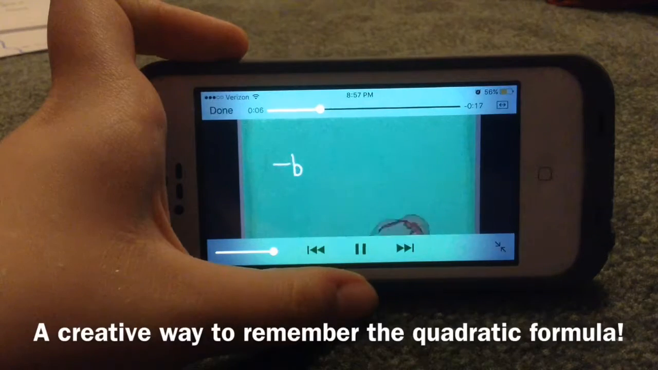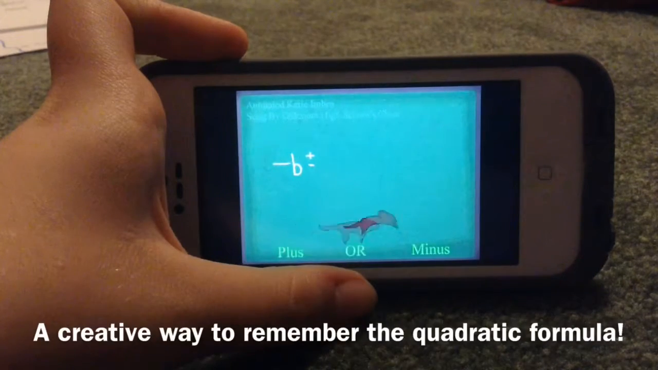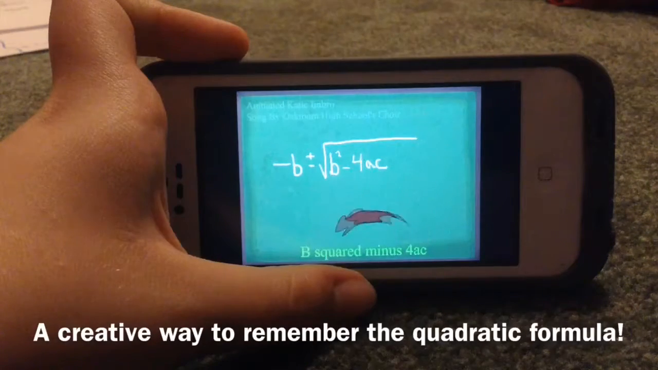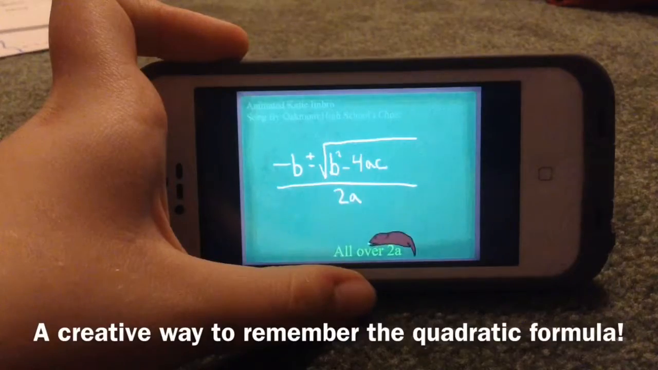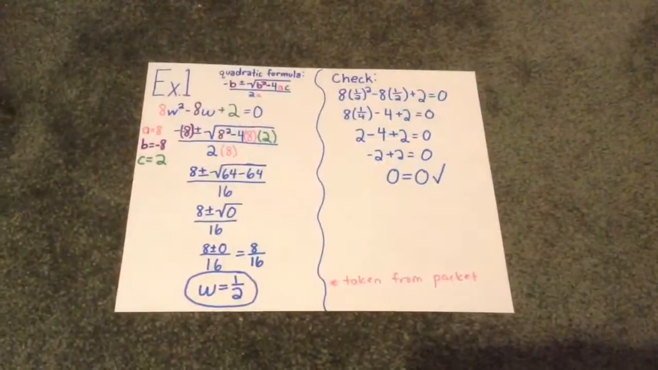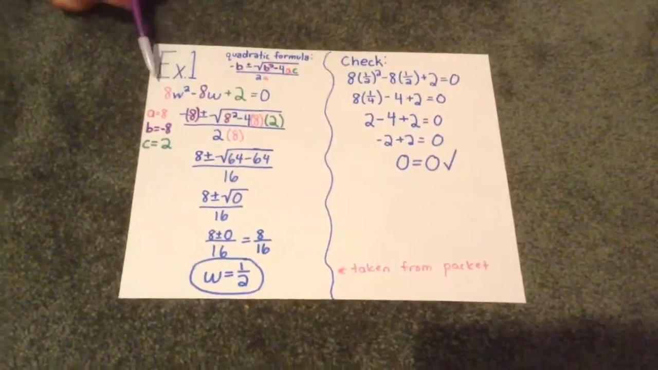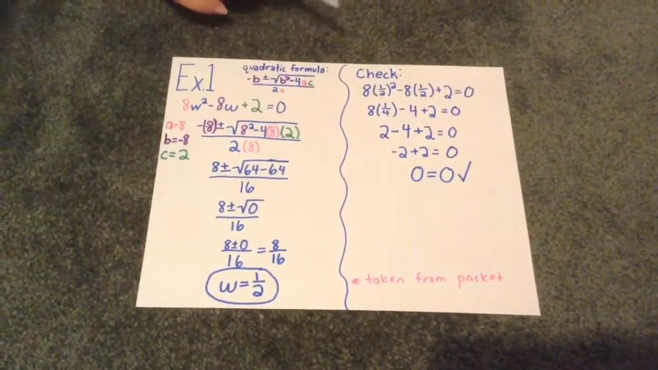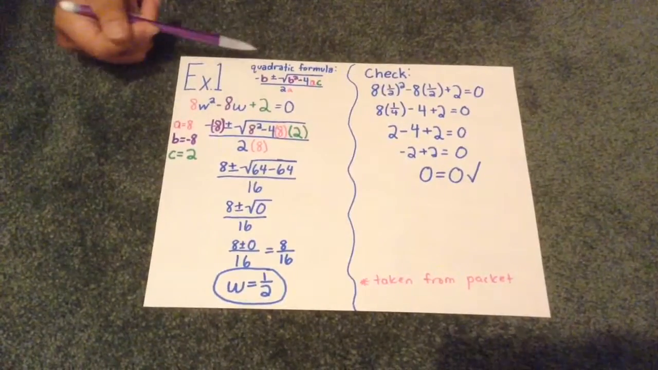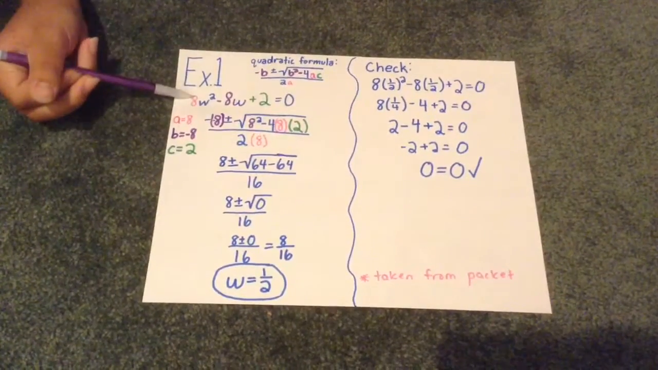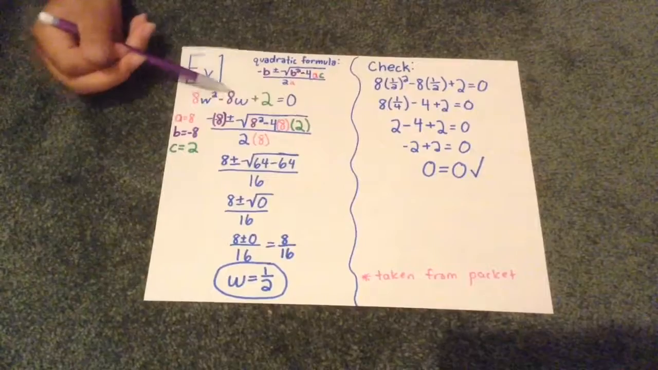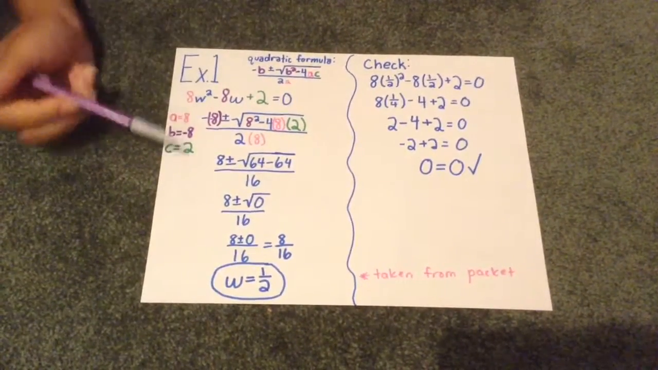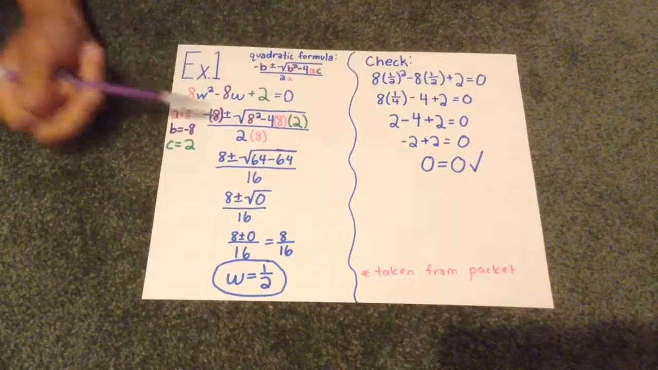The quadratic formula is negative b plus or minus the square root of b squared minus 4ac, all over 2a. Okay, here is our example 1. It is 8w squared minus 8w plus 2 equals 0. So you have to put that equation into the quadratic formula. 8 is a, negative 8 is b, and 2 is c. So you put it into the quadratic formula accordingly.